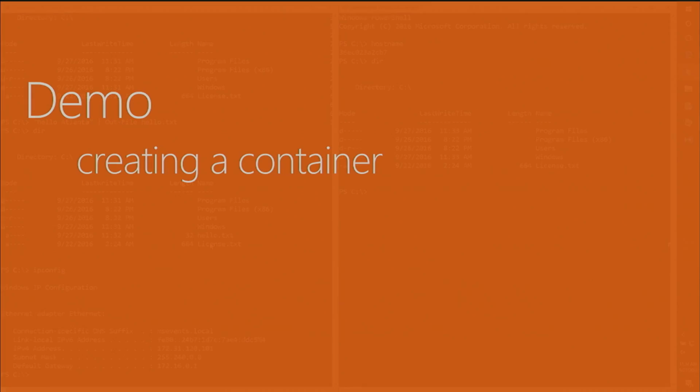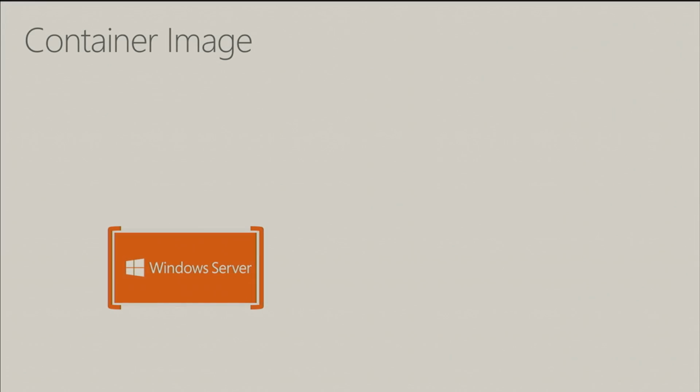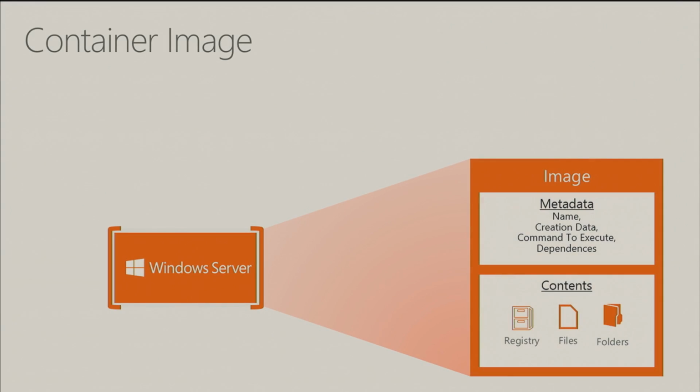All right. So that was a quick look at creating a container. Now, when he started that, he started it from Microsoft/NanoServer. What is Microsoft/NanoServer? Well, it's a container image. What is a container image? A container image is really constructed of 2 pieces, a set of contents or payload, and in the case of Windows, that's registry, and then files and folders, and some metadata.